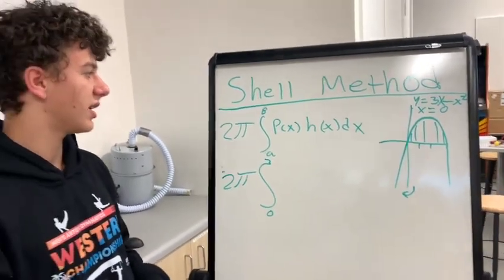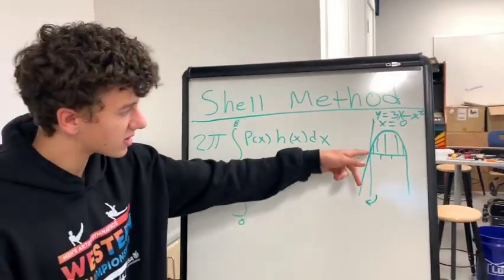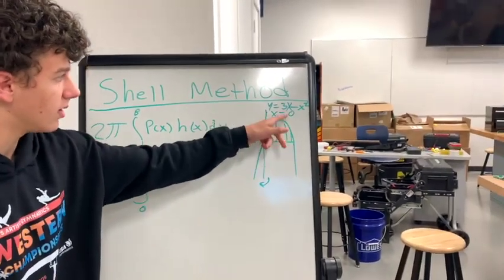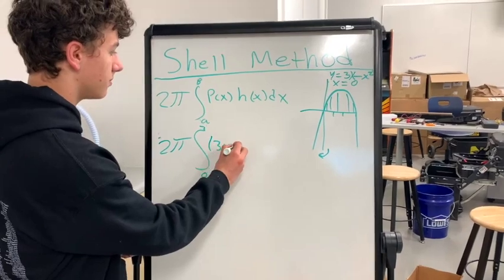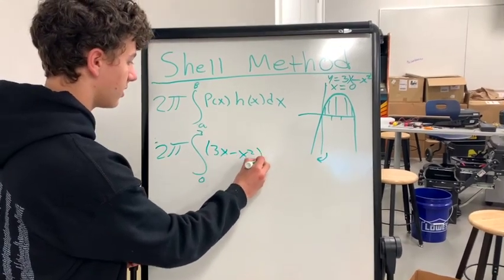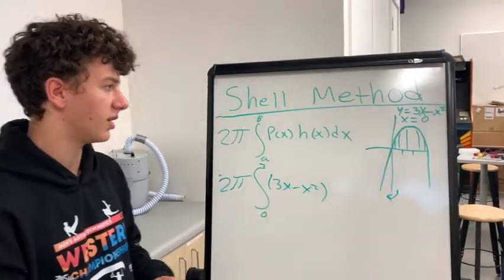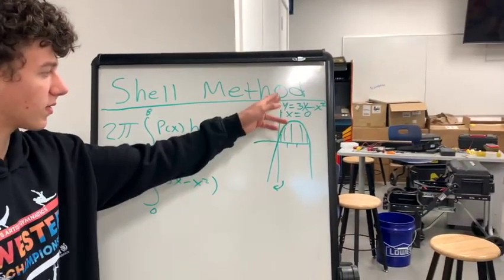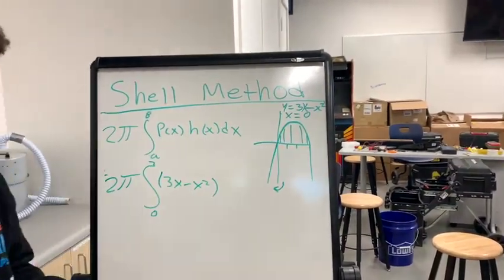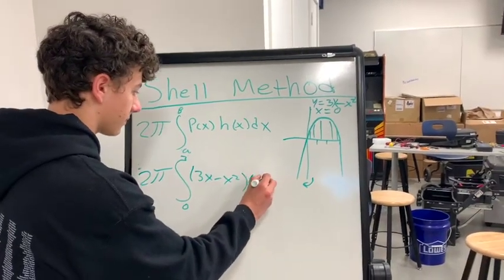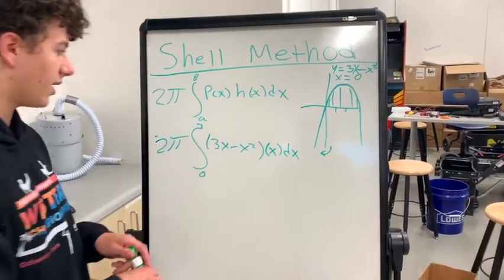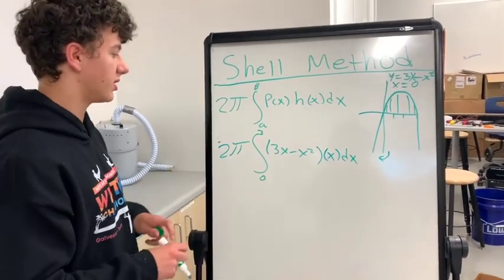Now, we need to find our height. Our height is changing at a rate of this parabola, which we already know is 3x minus x squared. So that's our height. Now, what's our radius? Since we are rotating around an axis connected to our parabola, our radius is just x. So multiply by x dx. Now, we have our integral. We just need to solve.